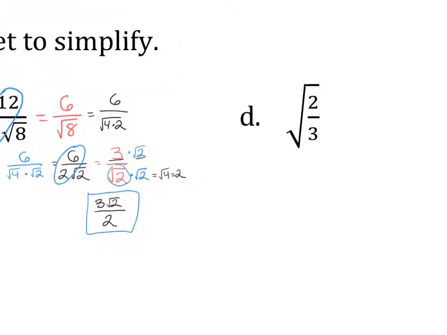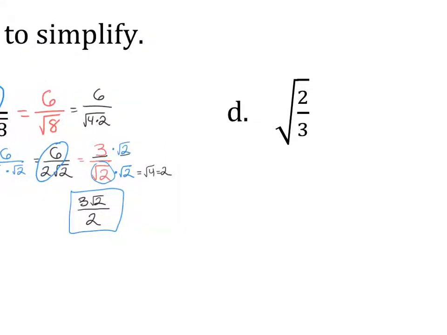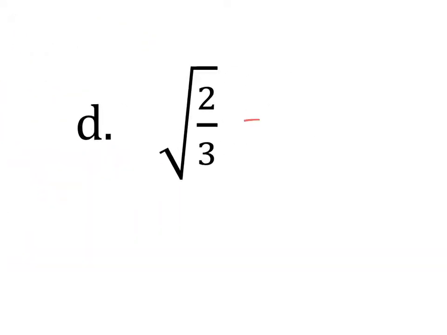Can you guys try D? So you're first going to want to use the quotient rule to split it up into 2 square roots. The square root of 2 divided by the square root of 3. And then you can do your rationalizing and simplifying.